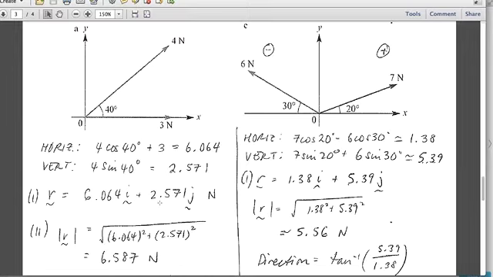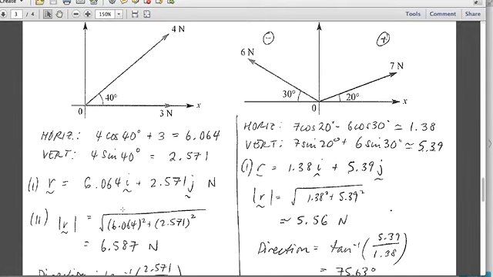So our magnitude, this is our vector here. This is our resultant force vector. You can see that it's bigger in the i direction because more of the force is going along the horizontal than going vertically. The next part was find the magnitude.